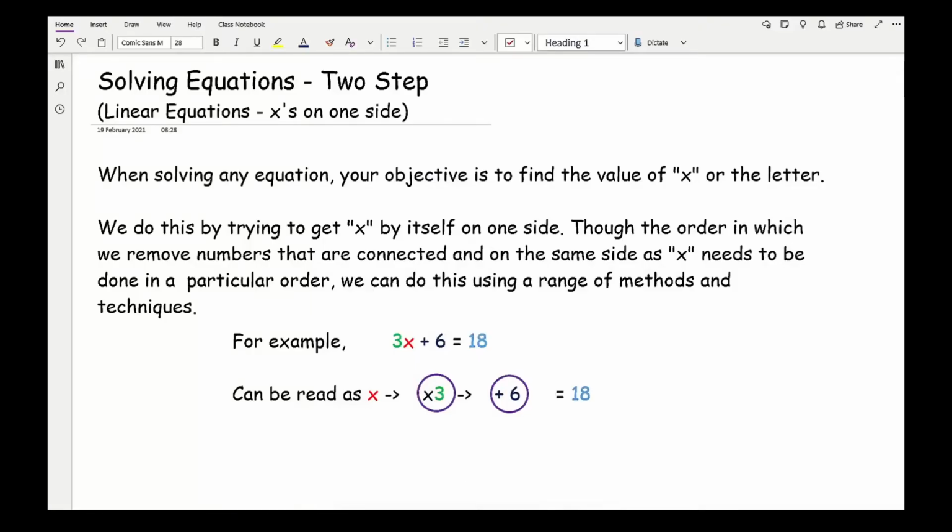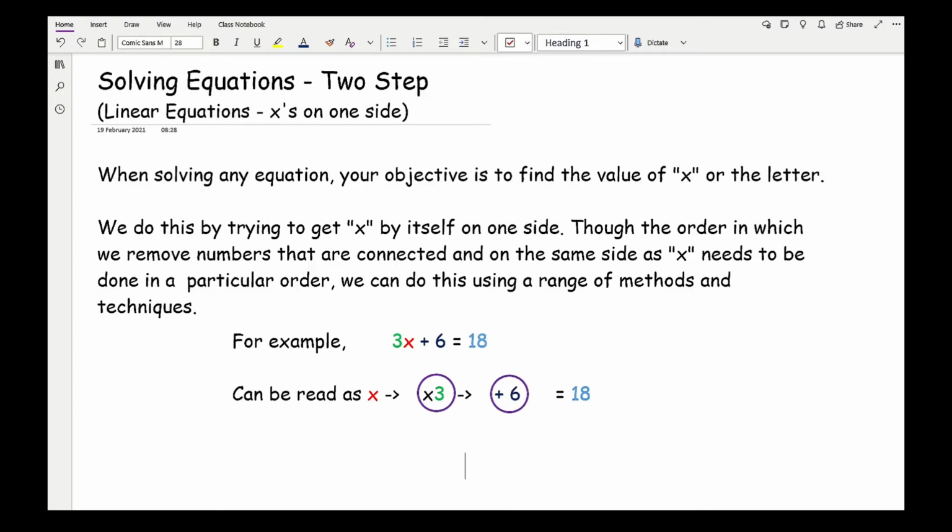So when solving any equation, your main objective is always to find the value of x, or whatever letter is being used in the equation. So your answer should always be x equals a number, or t equals a number, whatever letter is being used equals a particular number. And that number could either be a fraction, a decimal, a whole number, or even a negative. We do this by trying to get x by itself on one side.